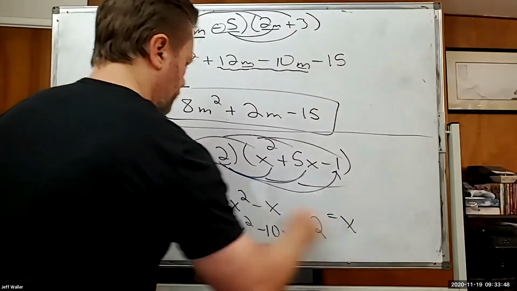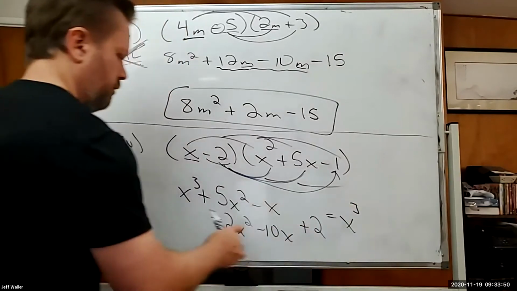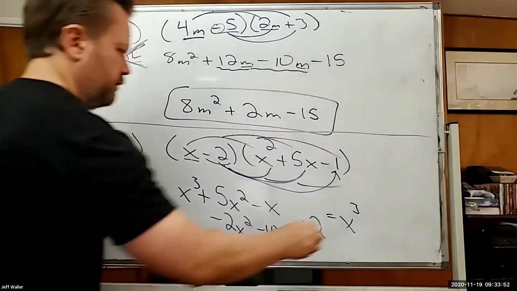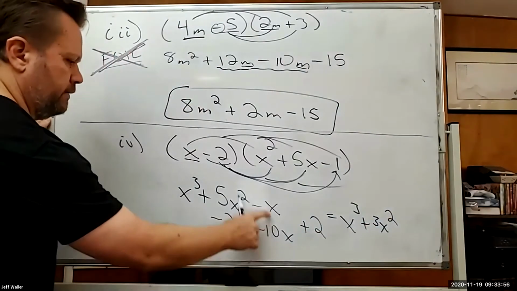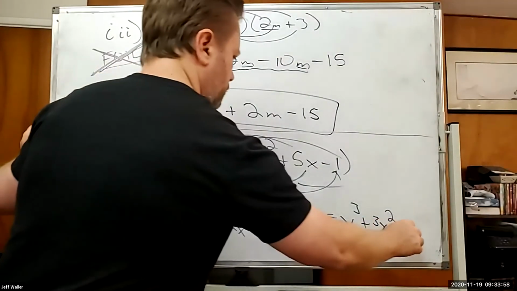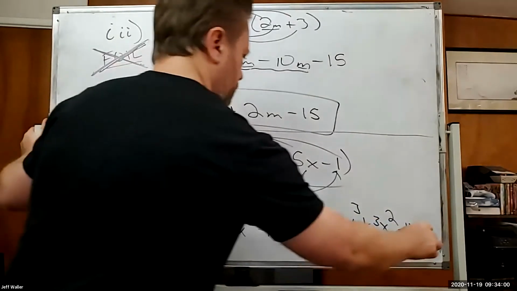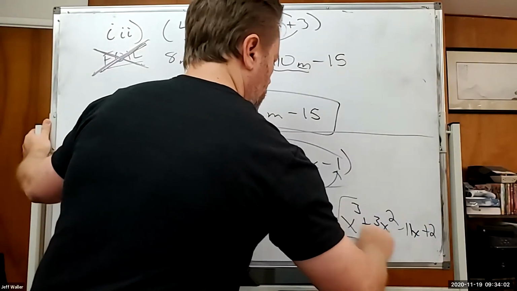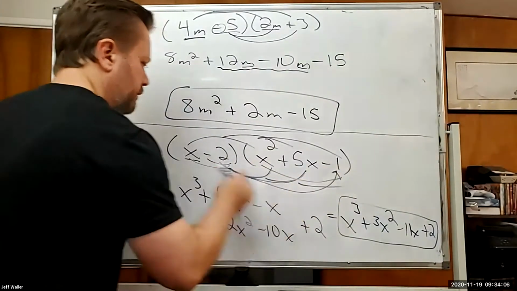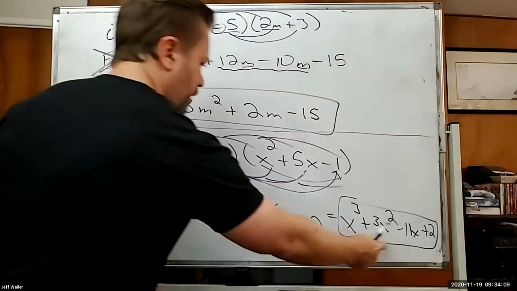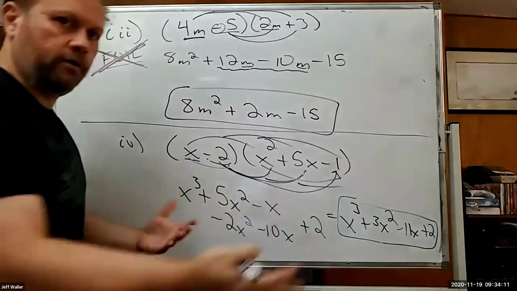So then I get x cubed plus 3x squared minus 11x plus 2. And again, if I let x equal a number, I could see what that number is, what that number is, and what that number is, and it would work.